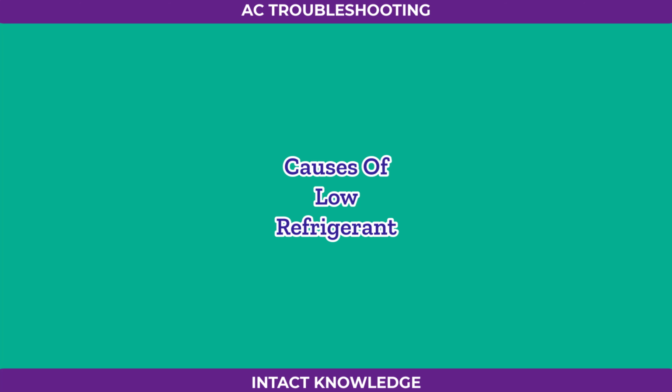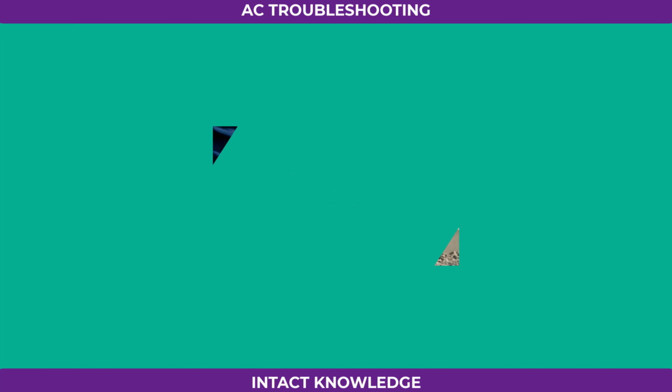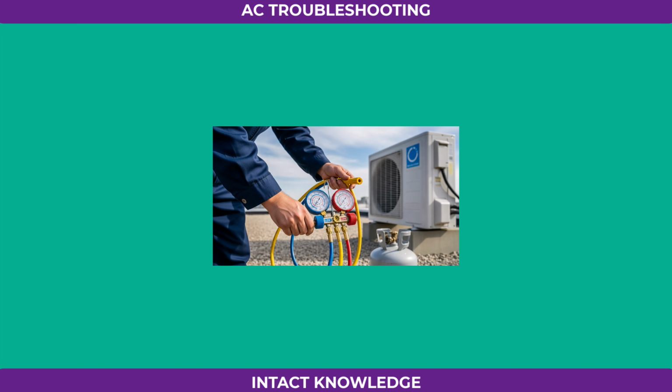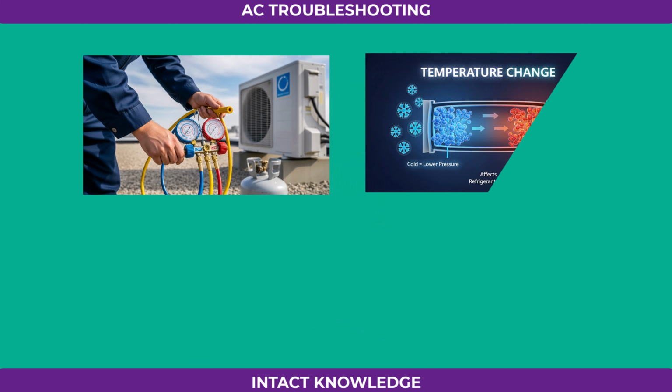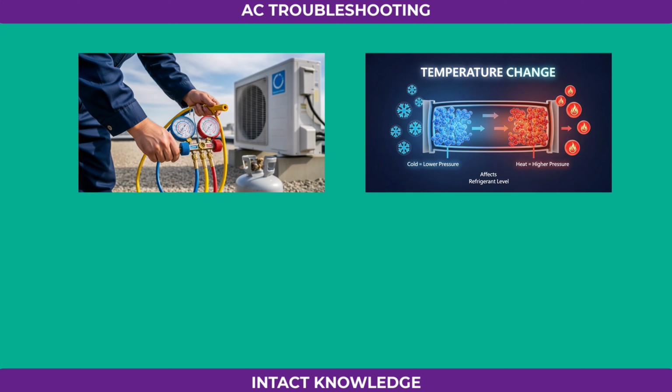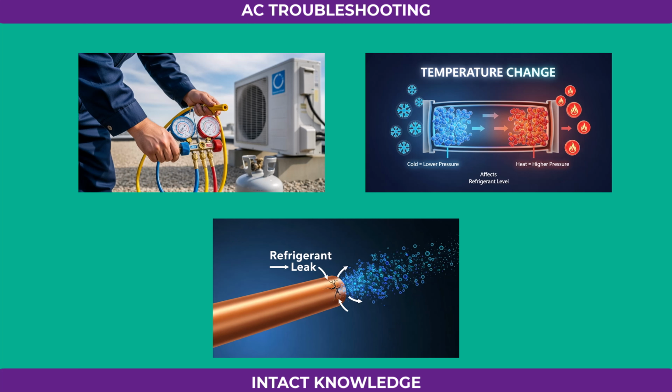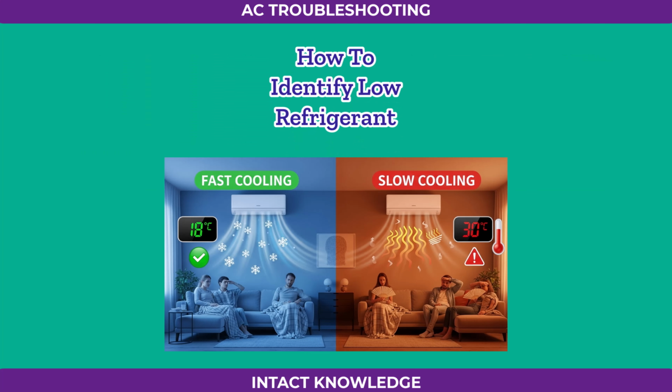There are many possible reasons why the refrigerant level in an AC might decrease. For instance, it could be undercharged during installation, or it might have reduced slightly over time due to temperature changes. However, in most cases, the real culprit is a refrigerant leak. A low refrigerant level can be identified by observing a few clear symptoms.